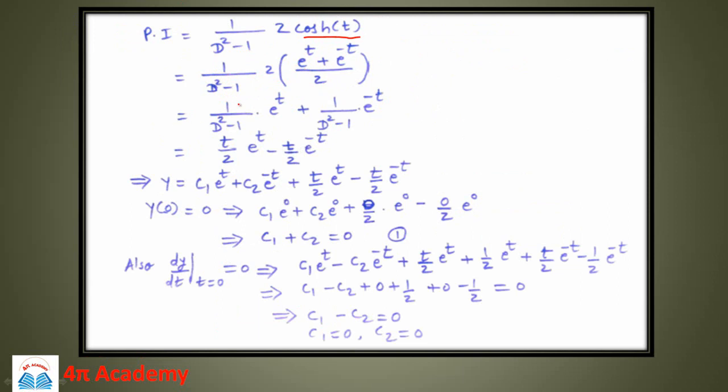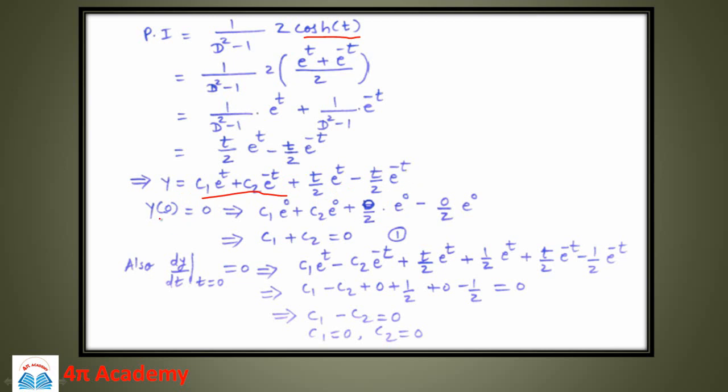So this will be equal to 1 upon D square minus 1 into, this 2 gets cancelled, so it is e raised to power t plus 1 upon D square minus 1 into e raised to power minus t. So the answer is t by 2 into e raised to t minus t by 2 into e raised to minus t. So my complete solution y is equal to the complementary function, which is c1 into e raised to t plus c2 into e raised to minus t, plus my particular integral, which is t by 2 into e raised to t minus t by 2 into e raised to minus t.